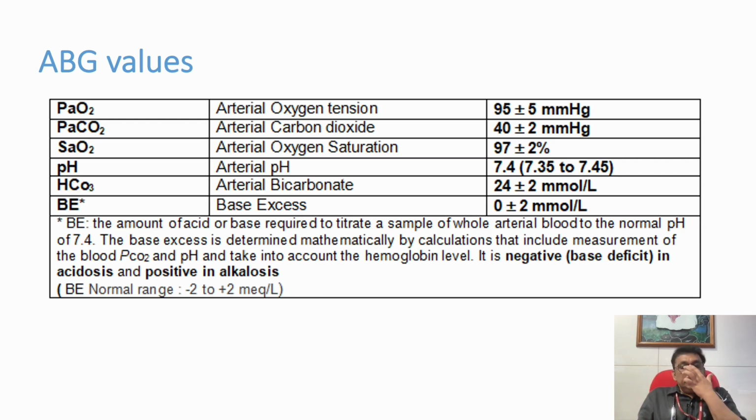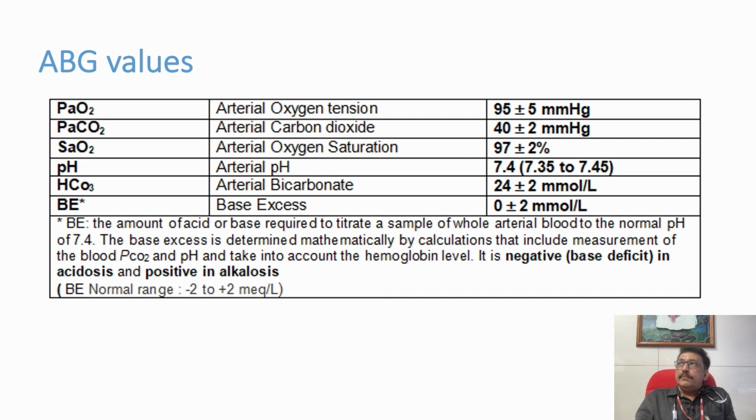Now, normal ABG values you can take from this chart. PaO2 is 95 plus or minus 5, PaCO2 40 plus or minus 2, SaO2 saturation is 97% plus or minus 2, and pH, always remember, is 7.35 to 7.45. If it is less than 7.35, it is acidosis. More than 7.45, it is alkalosis.